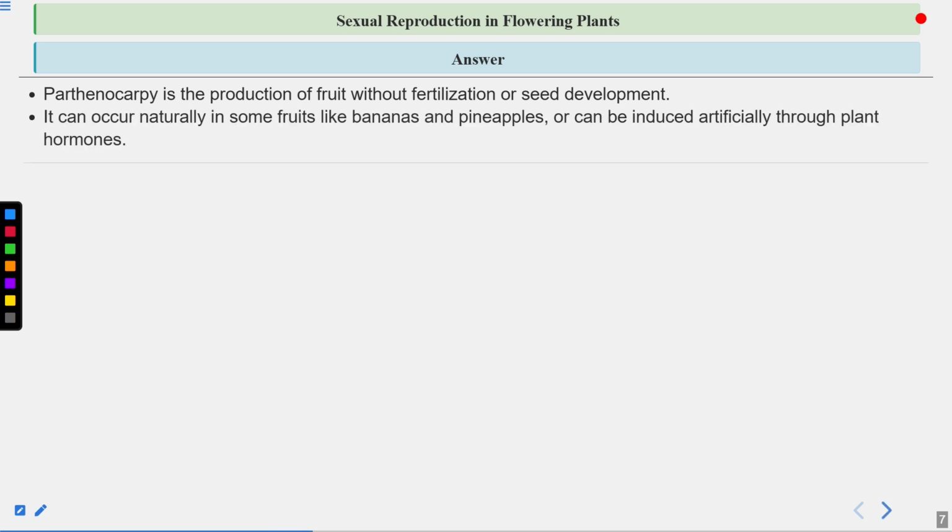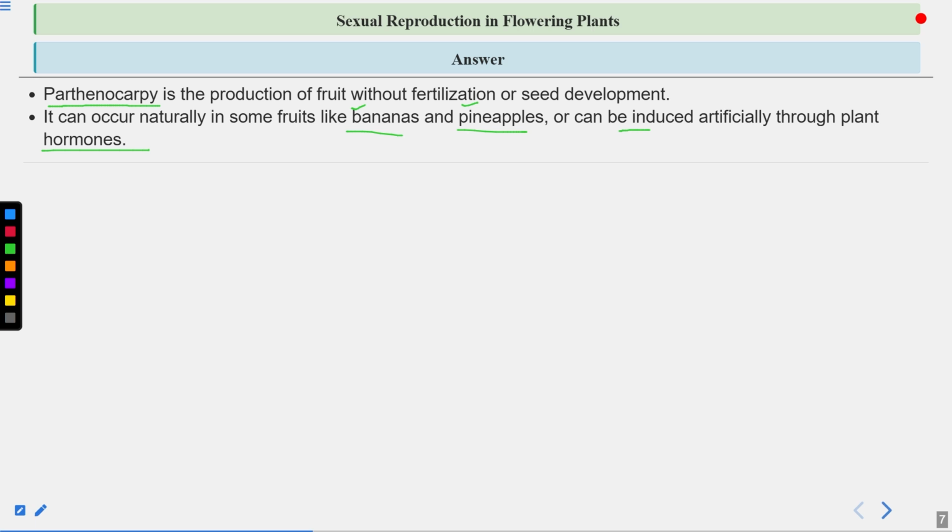So it can occur naturally in some fruits. This parthenocarpic phenomenon we sometimes see naturally in the environment, like bananas and pineapples. They form fruit without fertilization, or it can be induced, and you can also induce it in horticulture, right? You can induce it artificially through plant hormones. You can spray some plant hormone which promotes fruit formation even without fertilization, right?